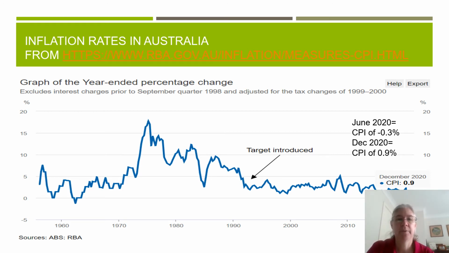So you can look this up. I've put the reference here. This is the Reserve Bank of Australia, and you can have a look at this graph yourself if you'd like more information.